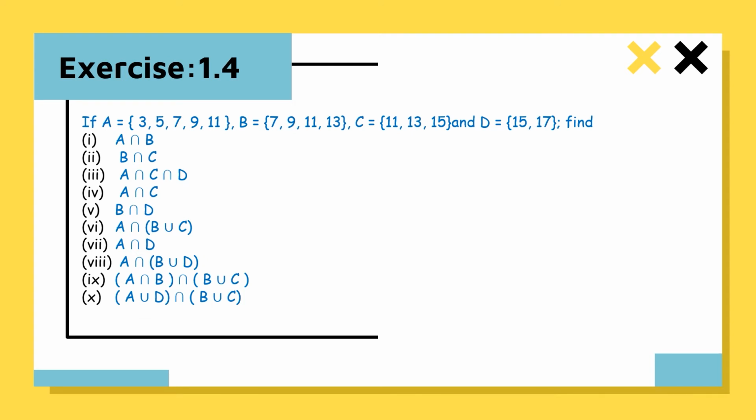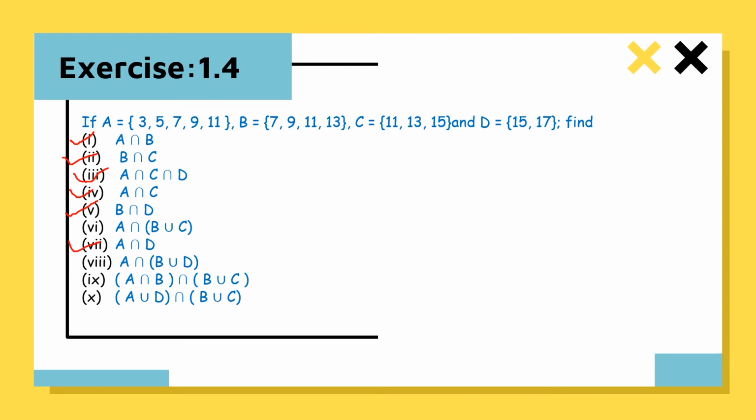Okay, this is your next task. This is one of your questions in exercise 1.4. Four sets are given to you: set A, set B, set C, set D. You need to identify these elements. So let's do a few sums which can be found directly, A intersection B, B intersection C. I'm going to do these sums for you now in the first slide, and then the remaining sums we'll see in the next slide.